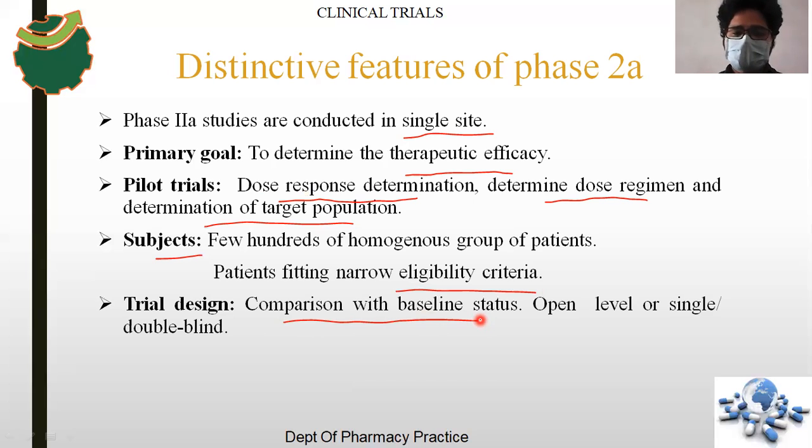Next, open label, single and double blind. As we already know, single blind means only the patient doesn't know what medication he is taking, whether he is taking the test drug or a control placebo. And phase 2 is double blind, which means the patient doesn't know and the person who is giving the drug also doesn't know.